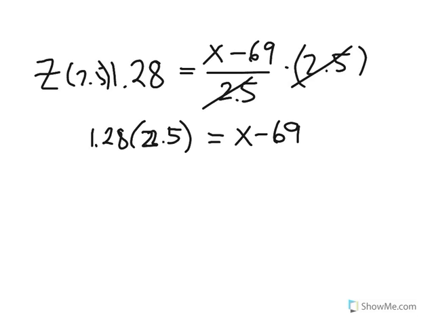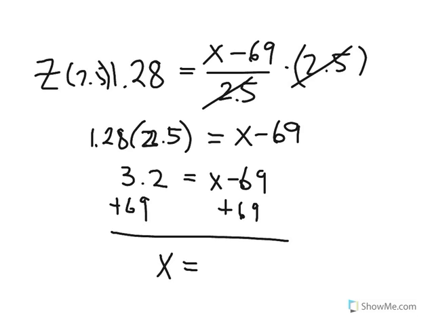So 1.28 times 2.5 is 3.2, equals x minus 69. And you can almost think of this 3.2 as being the number of inches that represent 1.28 standard deviations. That's converting it back to inches. Now if I add 69 to both sides, I'm saying how much height do I need to add to 69 inches in order to get to 1.28 standard deviations? And of course we know that's going to be 72.2 inches.